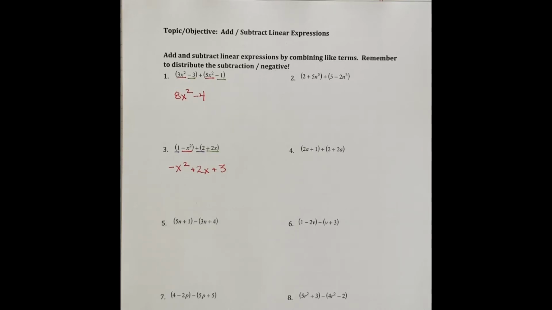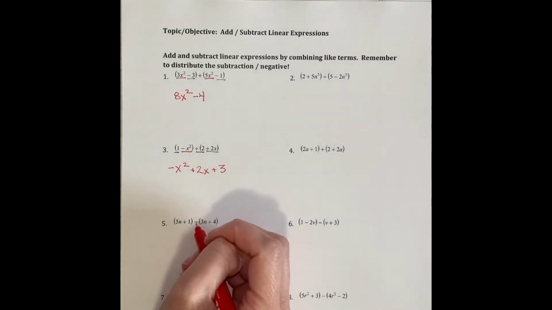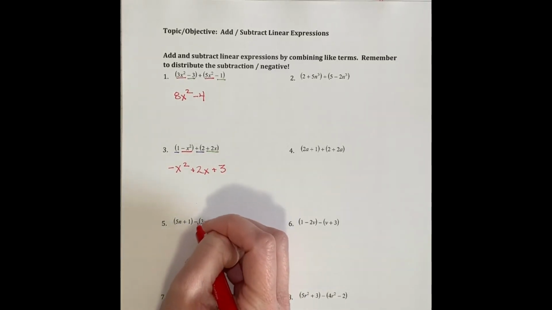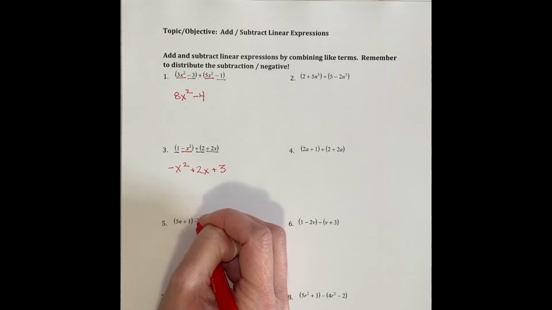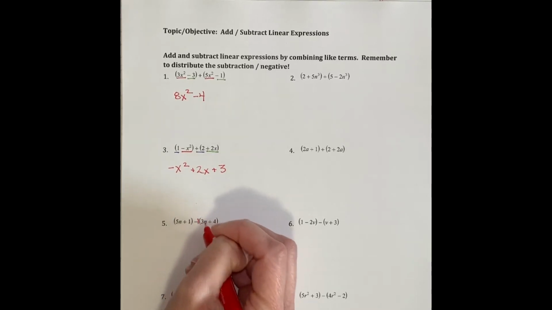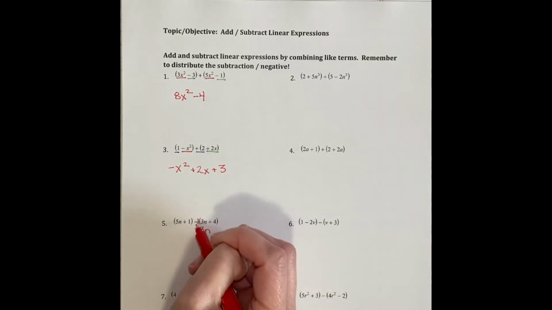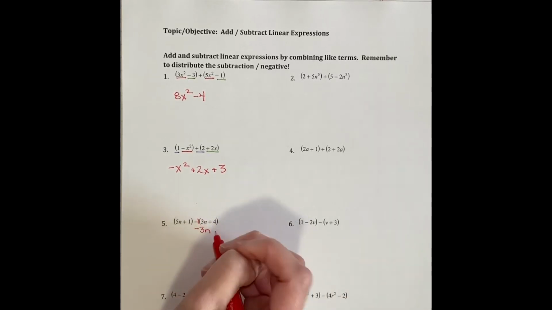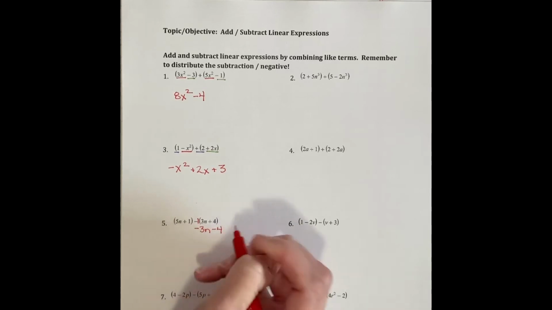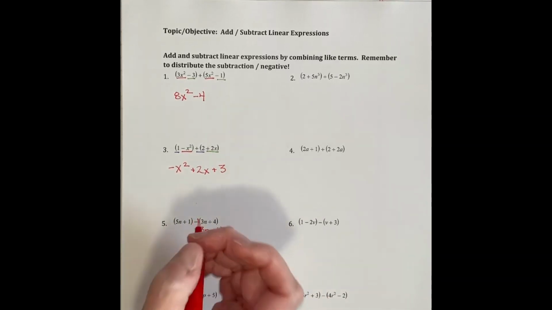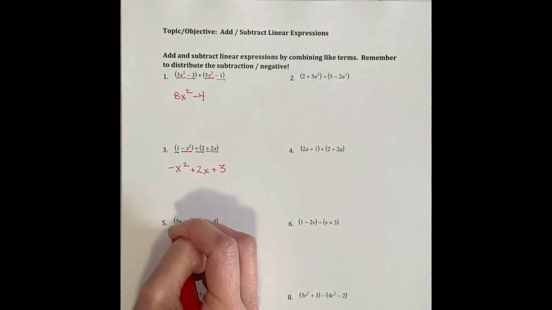5n plus 1 minus 3n plus 4. This minus is the same thing as a negative 1 that I need to distribute. So that's how I'm going to think about that. There's a negative 1 here. So negative 1 times 3n is negative 3n. Negative 1 times 4 is negative 4. Do you see how to change both signs inside the parentheses? My first set stays the same.